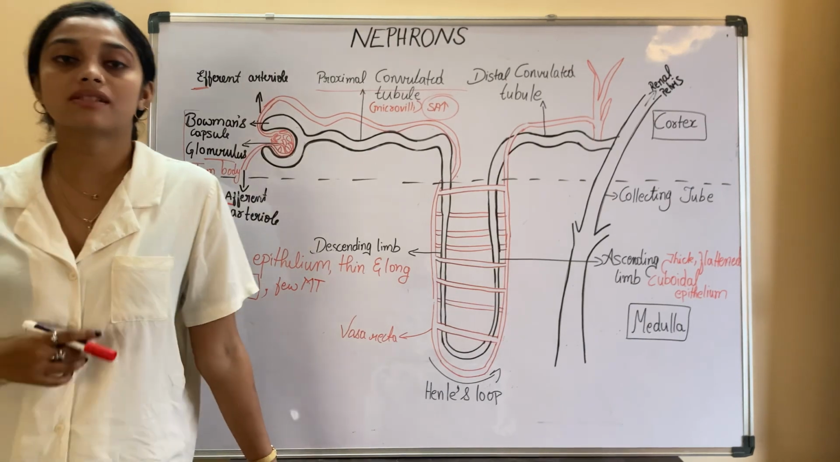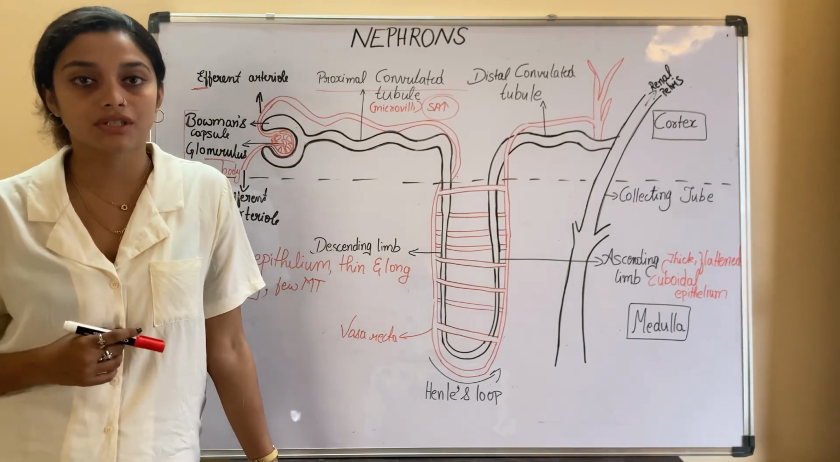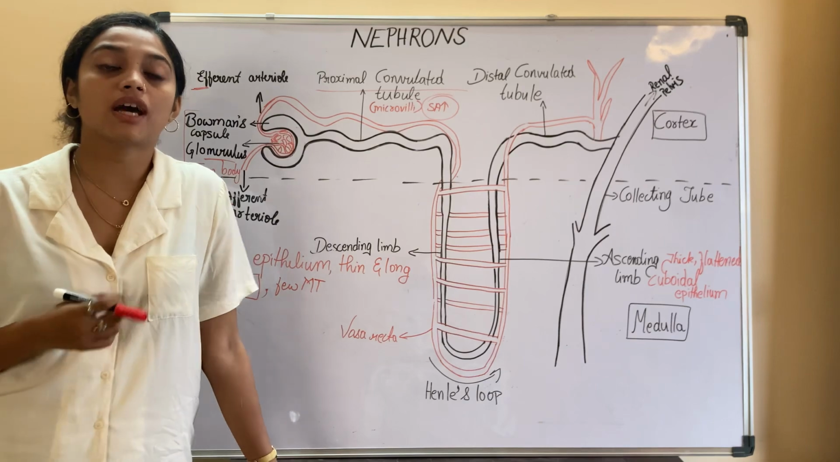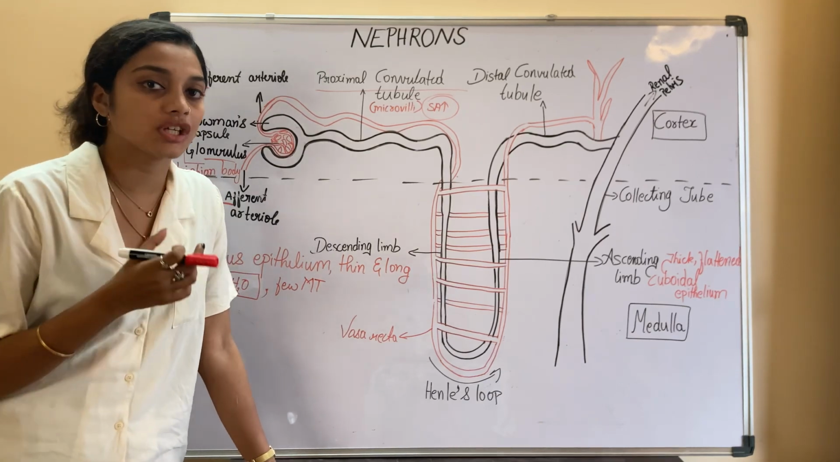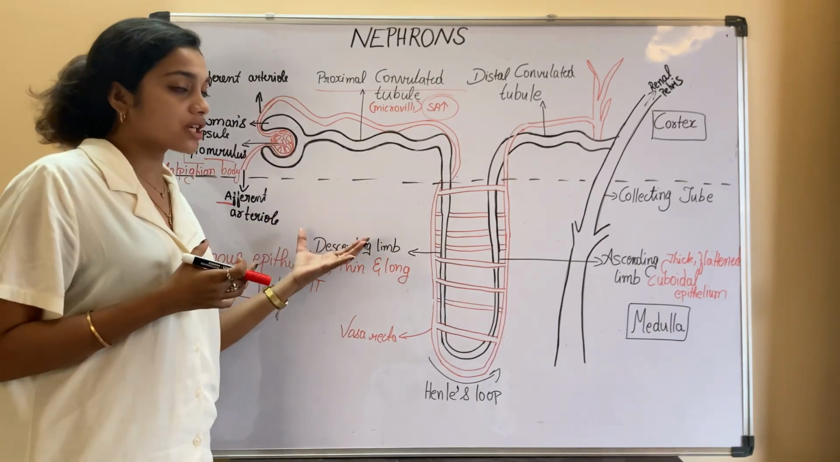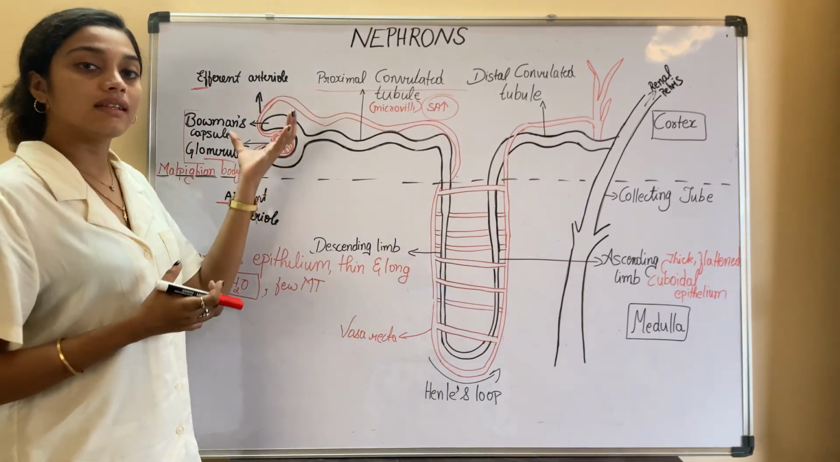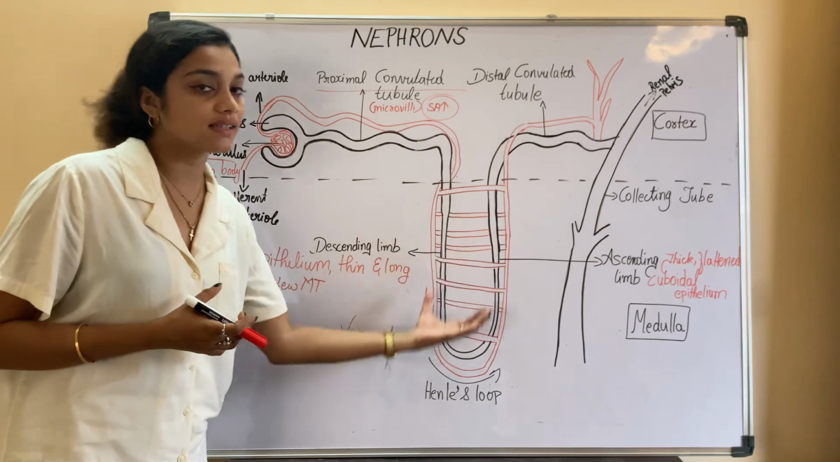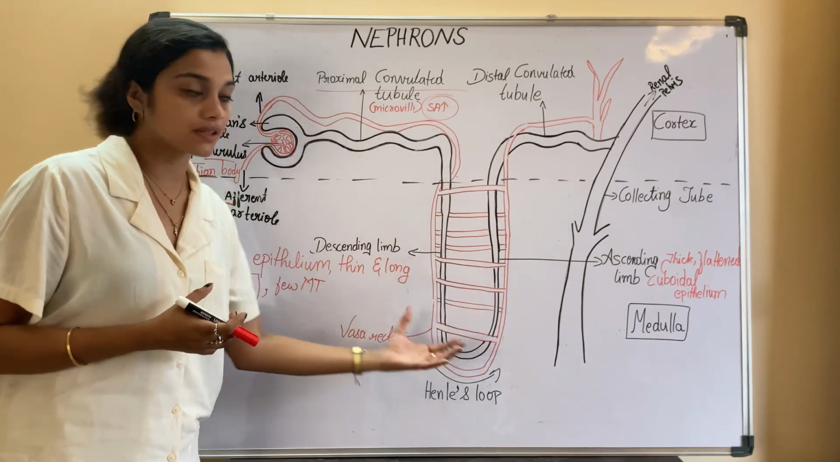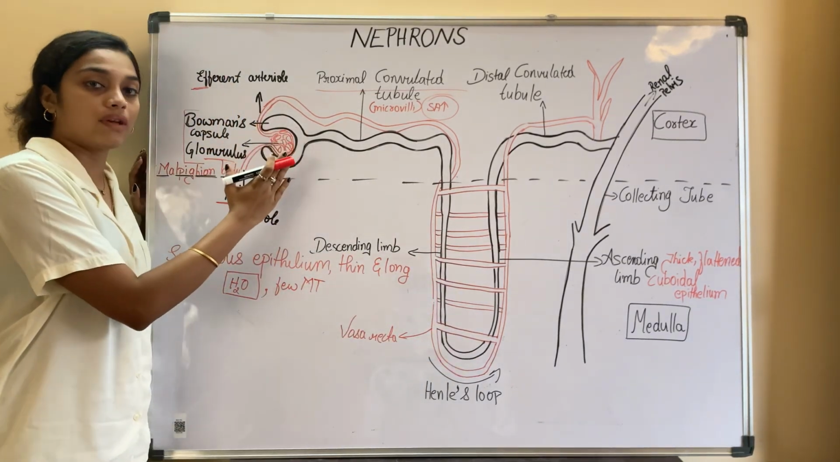Nephrons. Nephron is a structural and functional unit of kidney. Around 1 million nephrons are there in each kidney. So the structure of nephron can be divided into two parts, that is the glomerular region as well as the renal tubule region. Let's see what's there in this glomerular region.